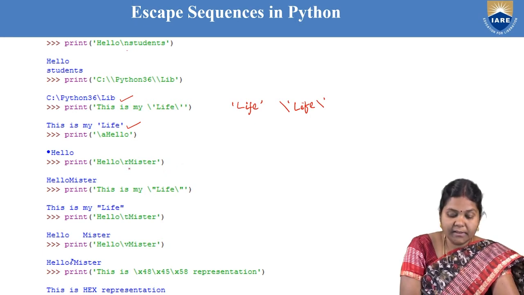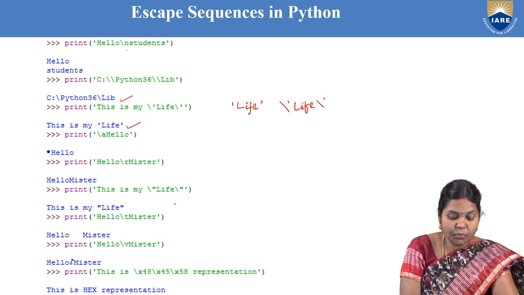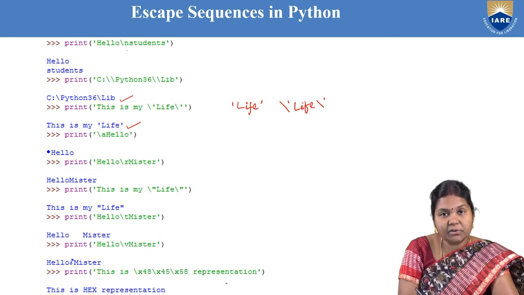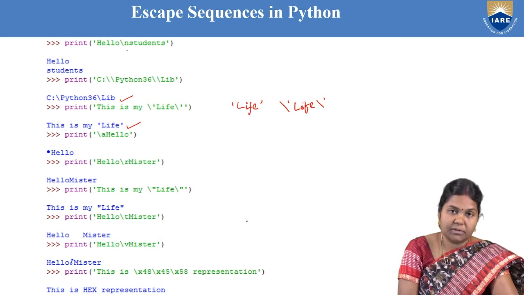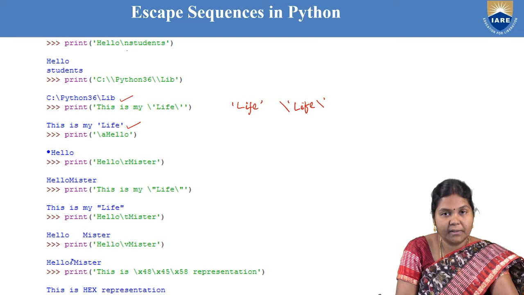Similarly, you can go for carriage return, you can go for double quotes, and you can go for \t, where a tab space will be there between the 2 strings. Then \v you can go for, and the hex representation, hex quotes also you can use. So these are the different examples of escape sequences used in Python.